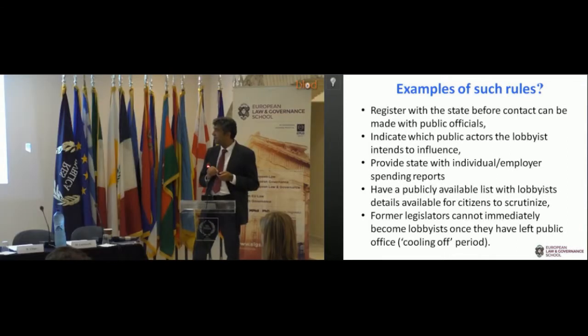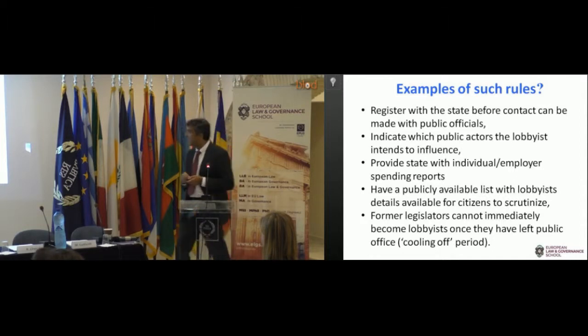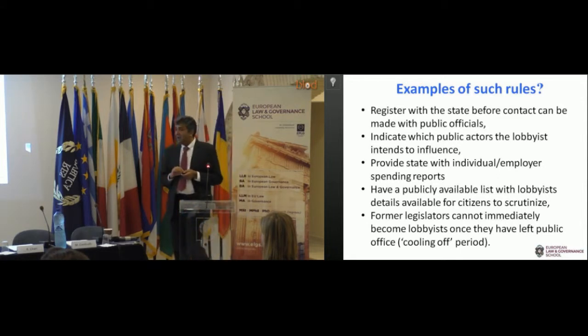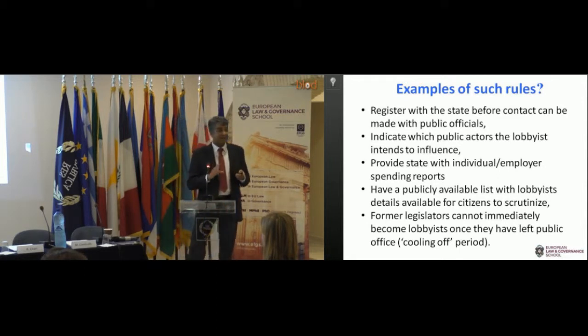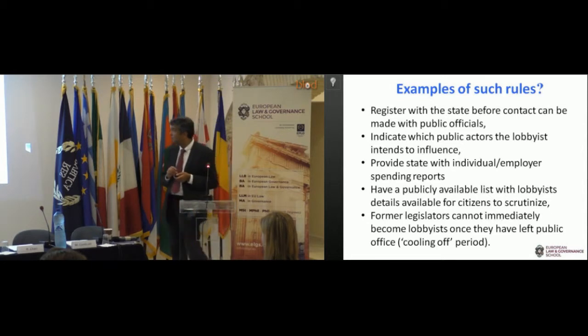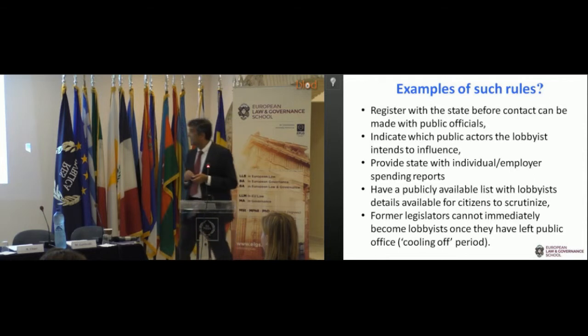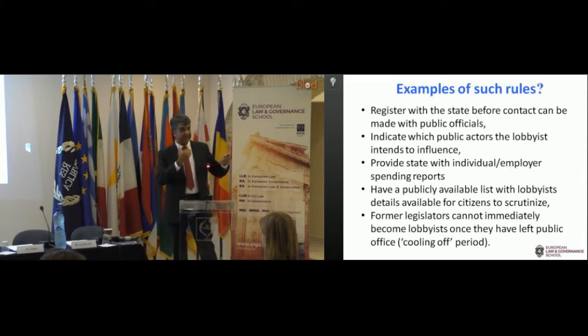But generally speaking, all laws ask which public officials lobbyists intend to influence. They might have to give more information such as specific bills or specific policy areas, but in general, it's the idea of who it is that you want to influence. How much money are you going to spend or have you spent in your attempt to influence? This is the idea of individual employee spending reports. Then there are publicly available lists so that the public can see who's trying to influence who about what.